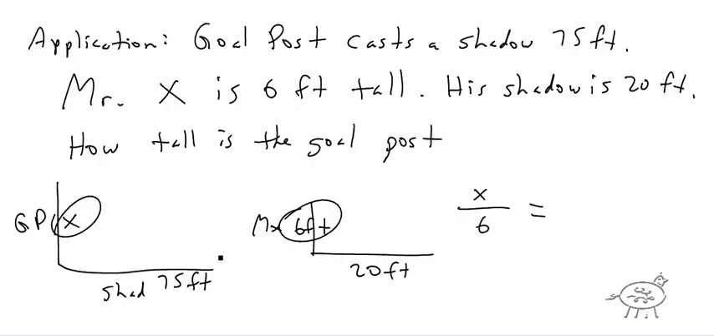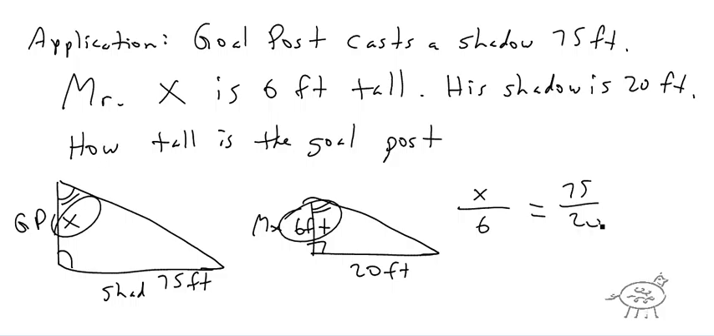Because the sun is shining the same way, the angle is going to be the same. I guess if you want, you can even draw the triangle here. This is a right angle here, and this angle is going to be the same. So these definitely are similar triangles. So X over 6 equals 75 over 20. You cross multiply, and you get 20X is equal to 450. And we divide by 20, and X comes out to be 22.5.